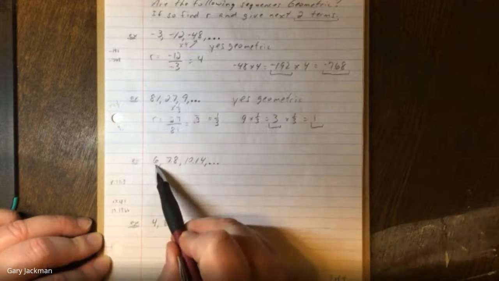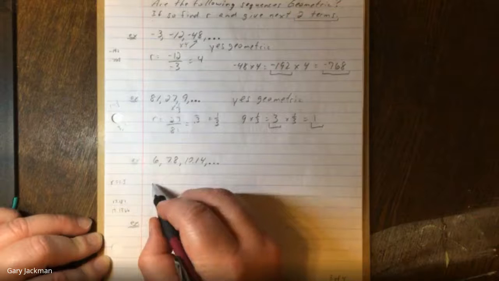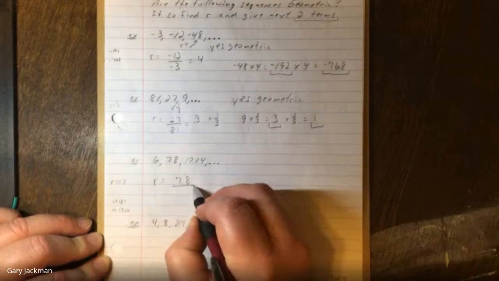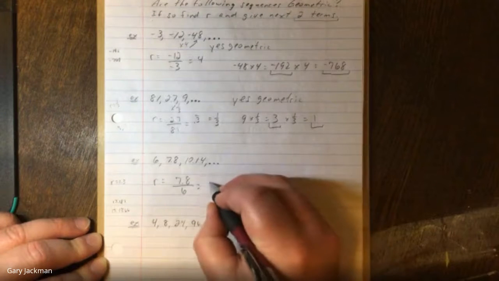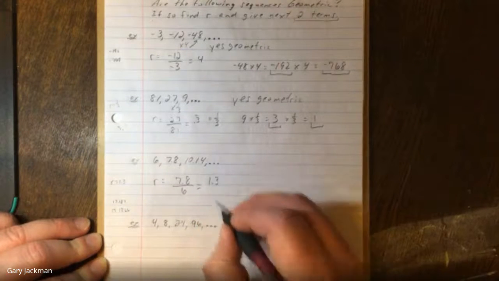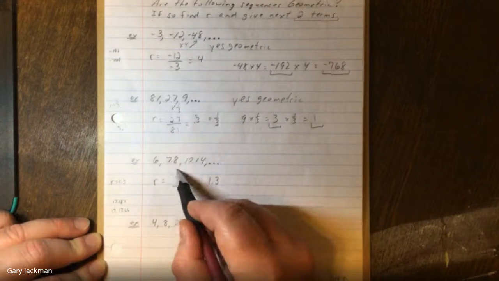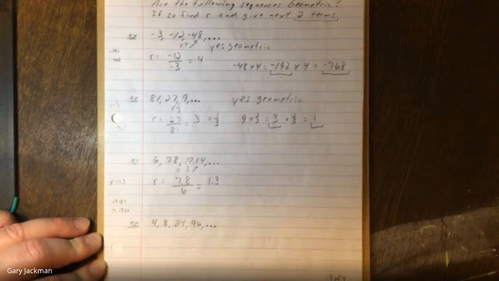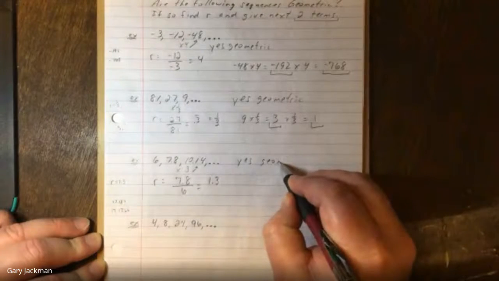Next one here, we have 6, 7.8, and 10.14. We're going to see if we can find out an r value. Take our second term divided by our first term. And when we do that, I get a value of 1.3. Okay, let's take our 7.8 times 1.3, and let's see if we get 10.14. I do that on my calculator, and yes, I do. So yes, this one is geometric again.